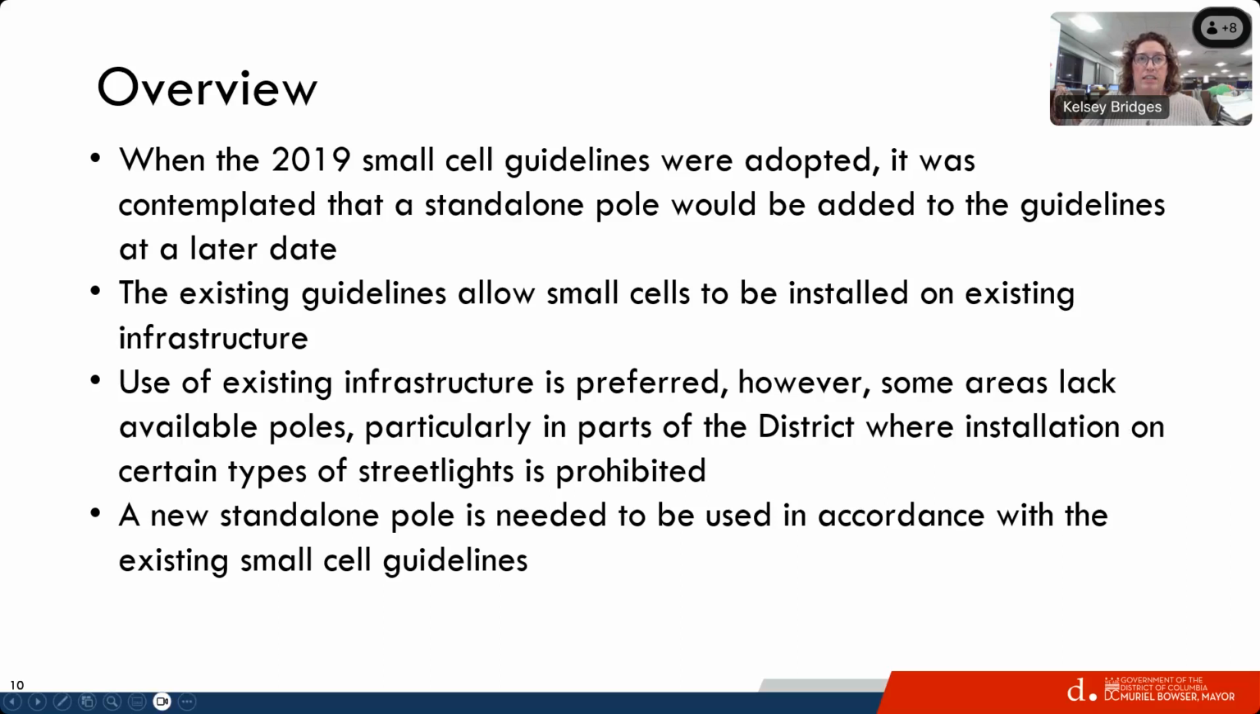The design we're sharing today was developed in consultation with staff from the MLA carriers, CFA, NCPC, SHPO, and the Office of Planning. Before I share more of the design, we'll review the technology, permitting process, and highlight some of the key standalone pole guidelines.